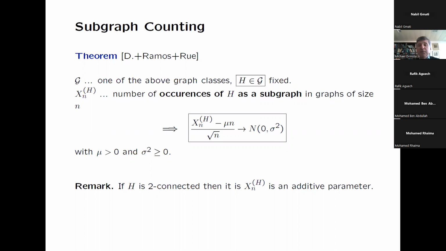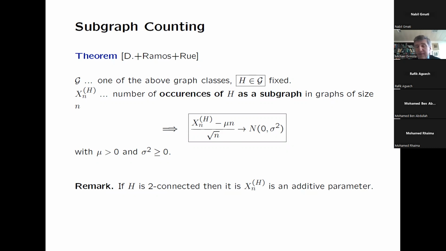And if you fix some graph, so for example, a cycle of length 4 attached with another cycle of length 3 or whatever, this is a subgraph, and you can count the number, how often such a subgraph occurs. And then you again get that the expected size of this parameter is proportional to n, and the deviation around this expected value follows again a normal law.